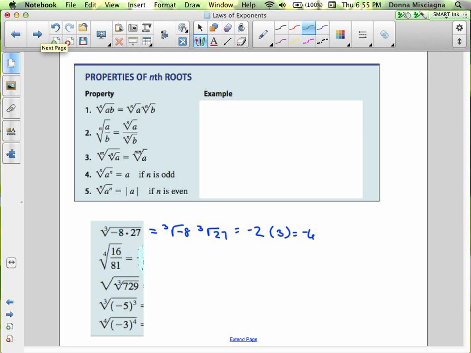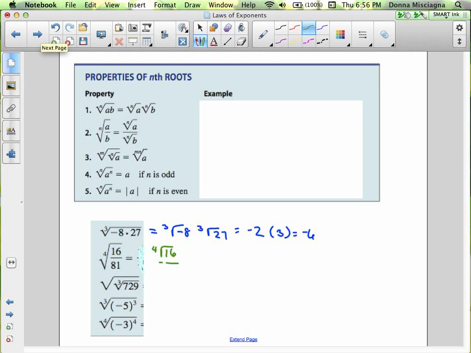If we have the root of a quotient, that is the same as the quotient of each of the individual radicals. Right? So if I have the fourth root of 16/81, that's the same as the fourth root of 16 divided by the fourth root of 81. I can split that up.